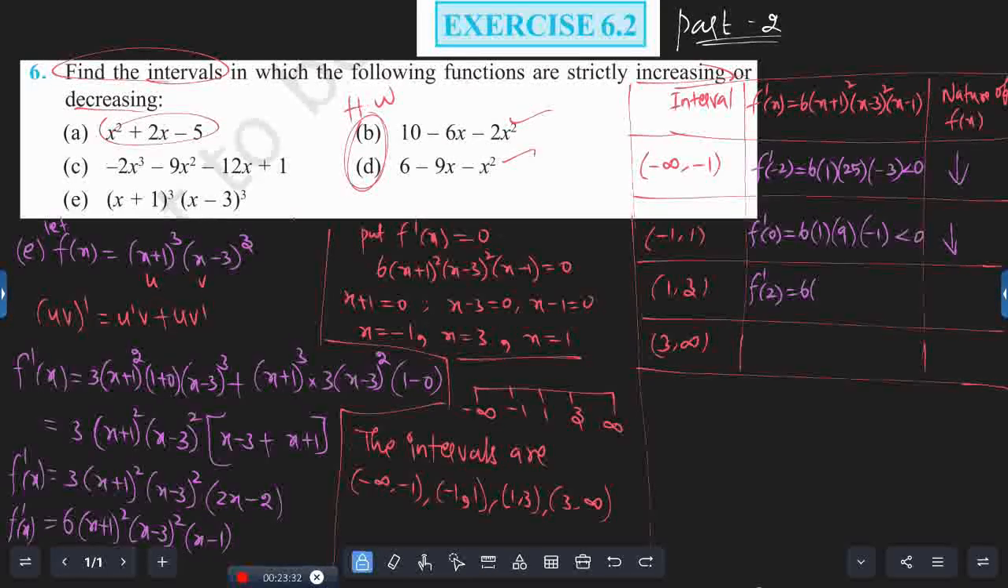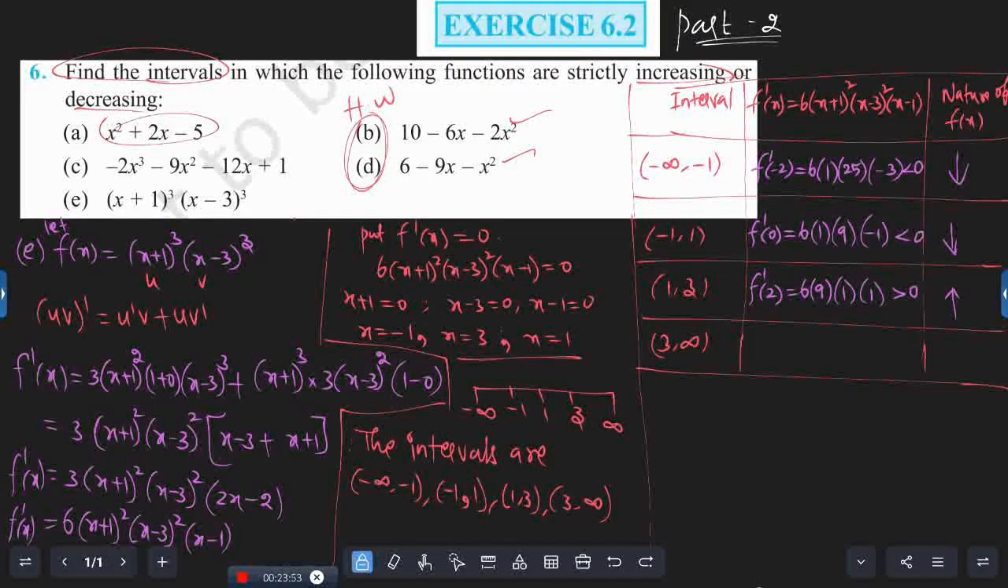So 6 into 2 plus 1, 3. 3 squared is 9. Like that, 2 minus 3 minus 1, minus 1 squared, plus 1. Like that, 2 minus 1 is 1. 2 minus 1 is what? 1, which is positive, so greater than 0, increasing. Okay. Next, 3 to infinity.